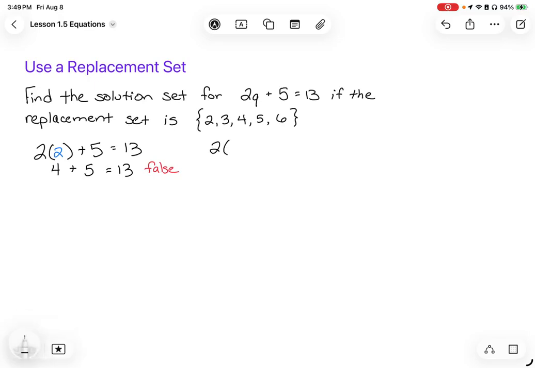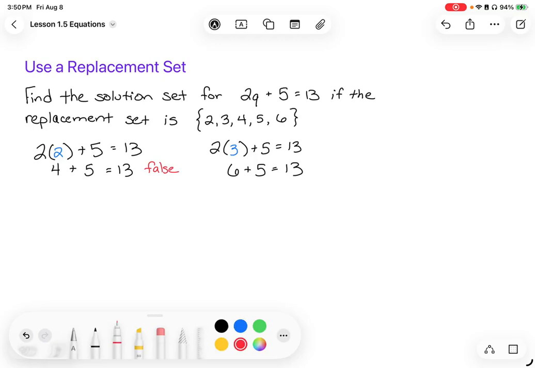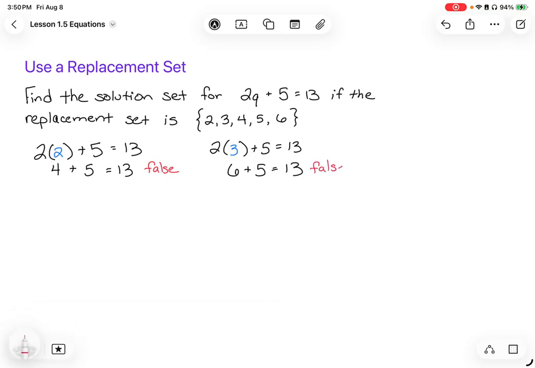Let's do 2 times, and then the next number in our replacement set is 3. So let's do 2 times 3 plus 5 equals 13. Does that create a true statement? Well, 2 times 3 is 6, and 6 plus 5, it turns out, is also not equal to 13. That is false as well. So 3 is not in the solution set.